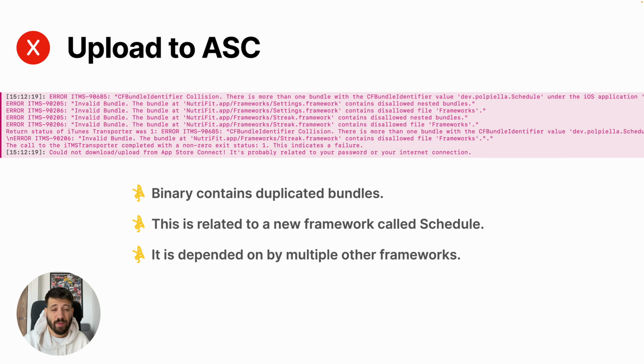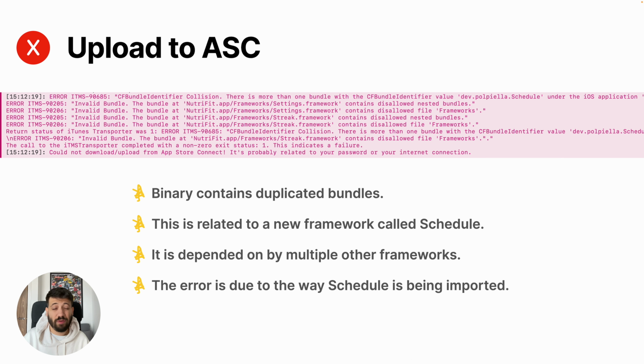It is depended on by multiple other frameworks, so we've just modularized a feature that was scattered all over the app, and we've put it in one place, and it's depended on by multiple frameworks now. And the error is due to the way Schedule is being imported, and it might be obvious what it is if you're an experienced developer or you've been working in modular code bases. But if you're just starting and you see this, it might just be scary at first. But let's have a look.